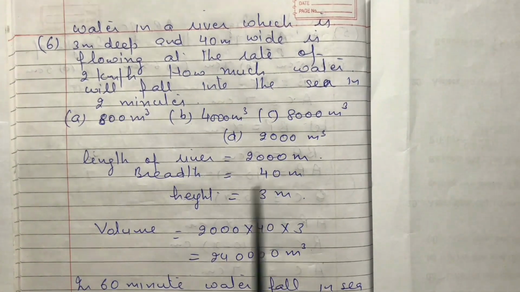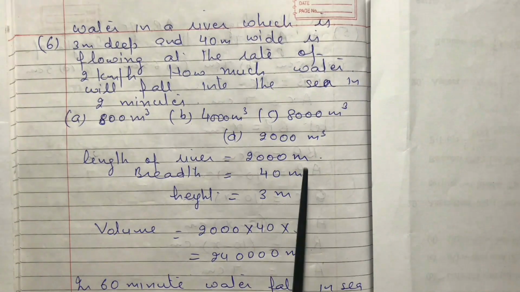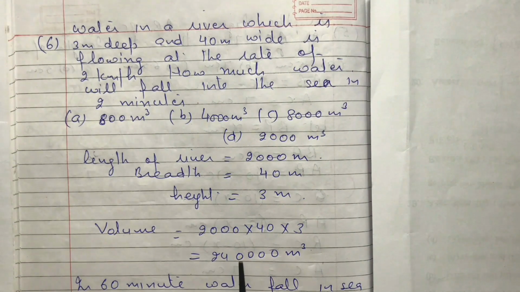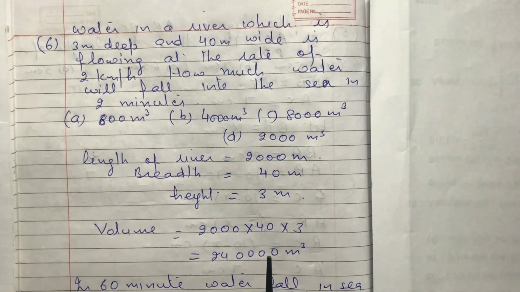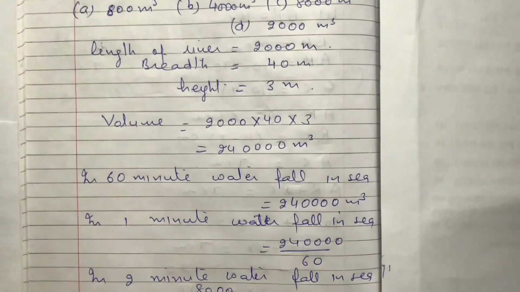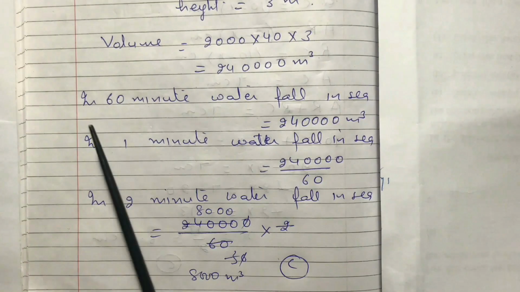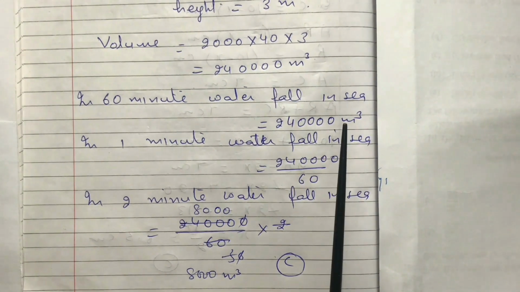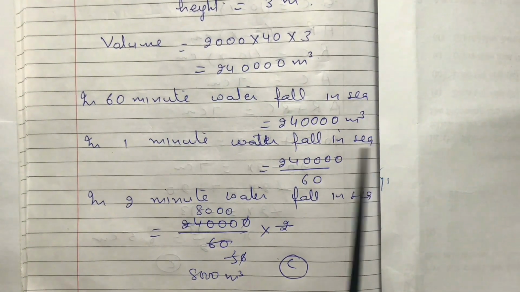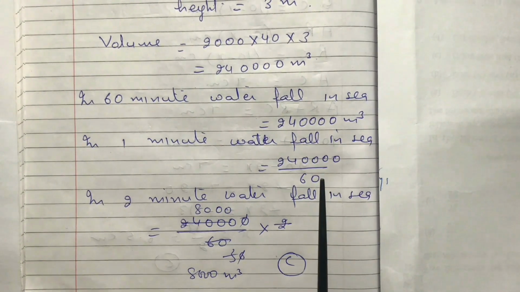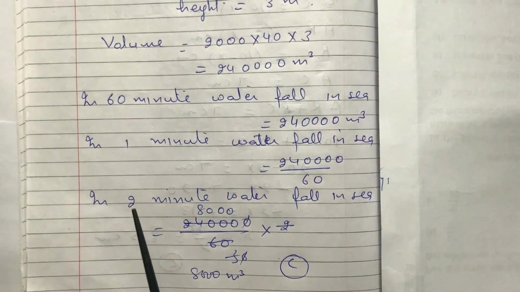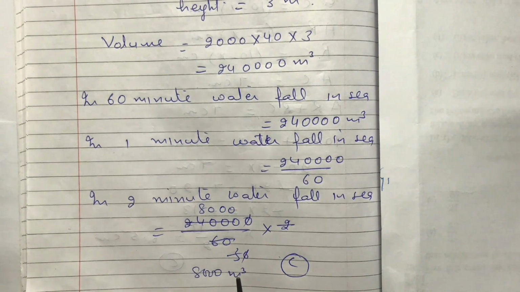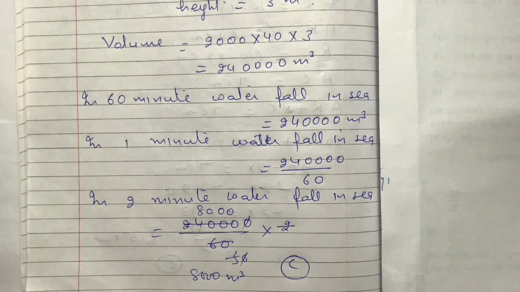Breadth is 40 meter. Height is 3 meter. So everything is in meter. Find the volume, which will come out to be 2,40,000. Now this is the volume. Now in 60 minutes, waterfall in sea is this much. In 1 minute, waterfall in sea is 2,40,000 upon 60. We have to find in 2 minutes how much waterfall in sea. That will come out to be 8,000 meter cube. So C is the option.